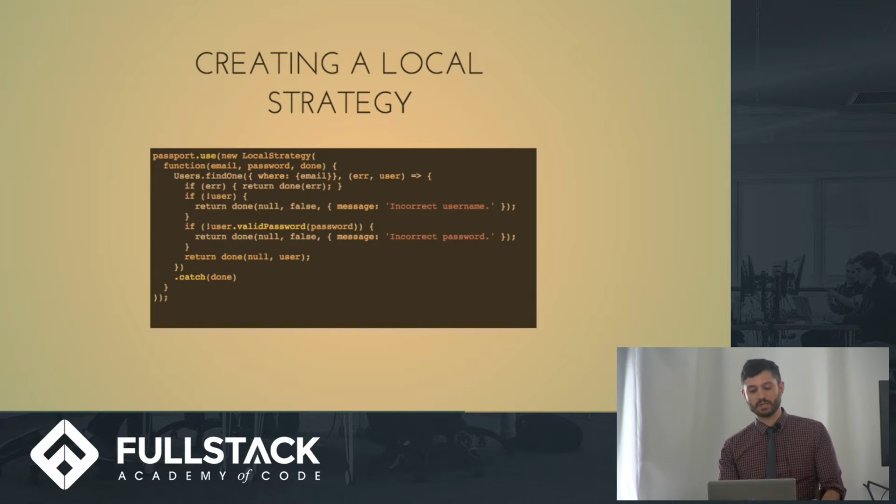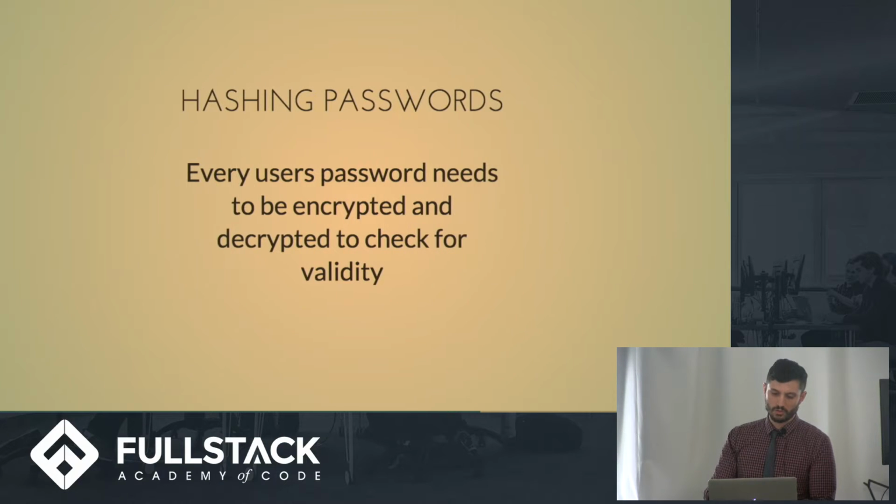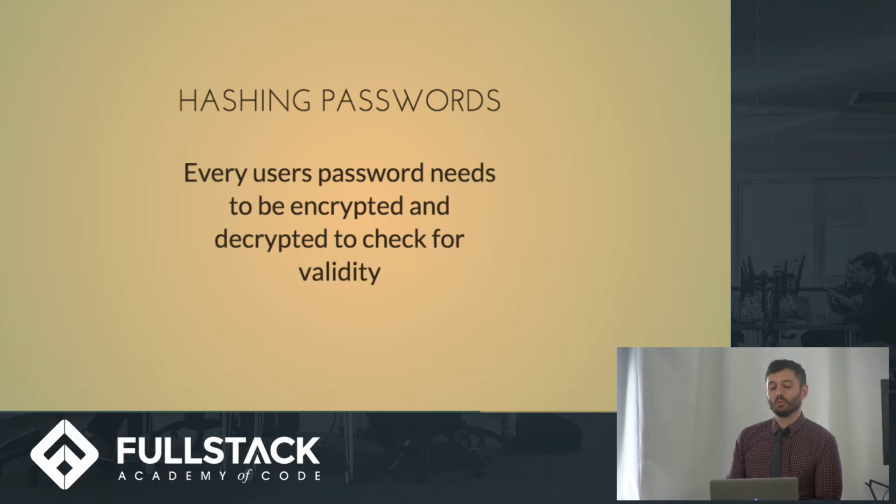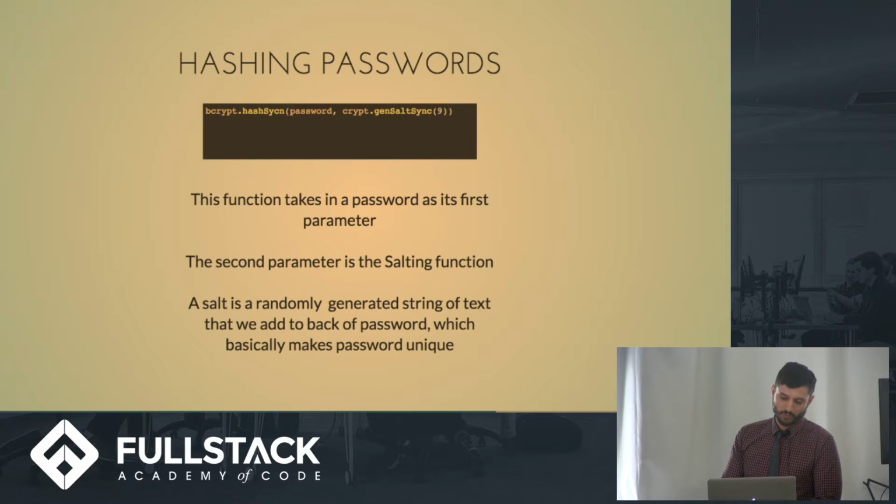Creating a local strategy would then be our next step. So a local strategy would involve our users just simply logging in and submitting their data without authenticating through a third party. When we do that, we want to hash their passwords. So every user's password needs to be encrypted and decrypted to check for validity. The bCrypt hash function is one of the most popular ones being used today. A lot of big companies use it.